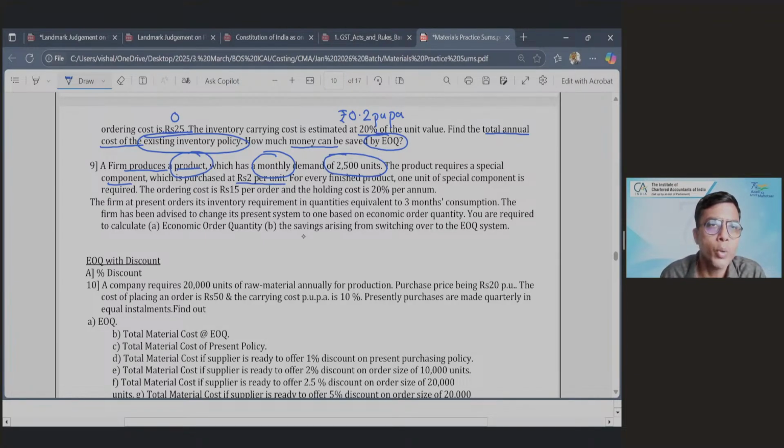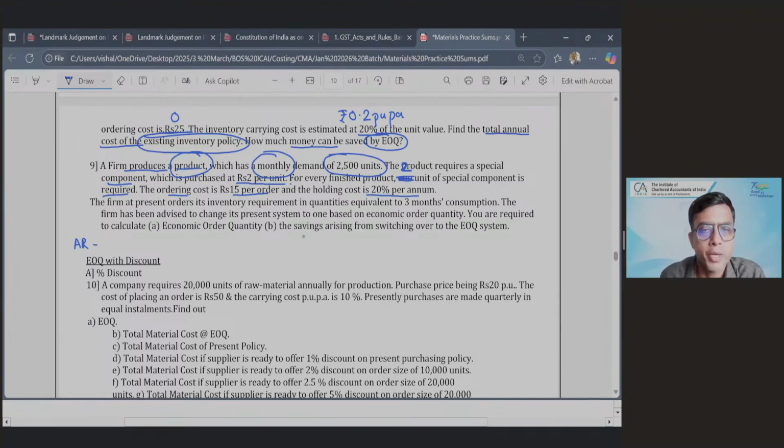Now I'm just tweaking this question so that you get the flavor of what I'm trying to say. Let us say the question says for every finished product, 2 units of special component is required. The ordering cost is 15 per order, holding cost is 20% per annum. Correct. Now here, if I change this question by replacing this 1 by 2, what I was trying to explain right from start is AR.